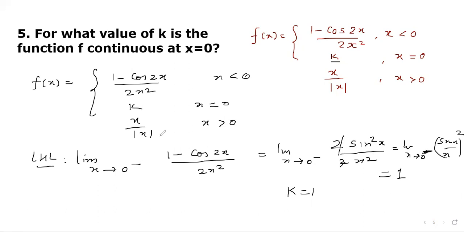Let's also evaluate RHL. So RHL limit x tends to 0 plus, and this time we have to consider this function, and for x greater than 0, modulus x will become x. So we will get x upon x, which is 1. So we have got LHL as 1, RHL as 1, and the value of function at x equal to 0 is k, which means k equal to 1.